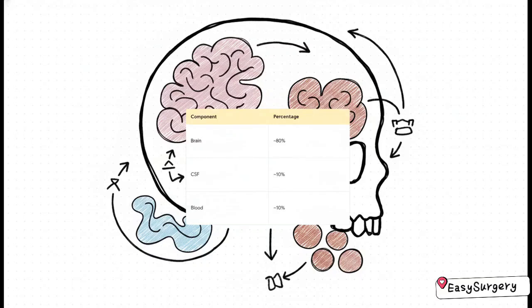So what does that mean for us? It means an increase in one component must be compensated by a decrease in others, or ICP rises. It's really just basic physics applied to the human head.